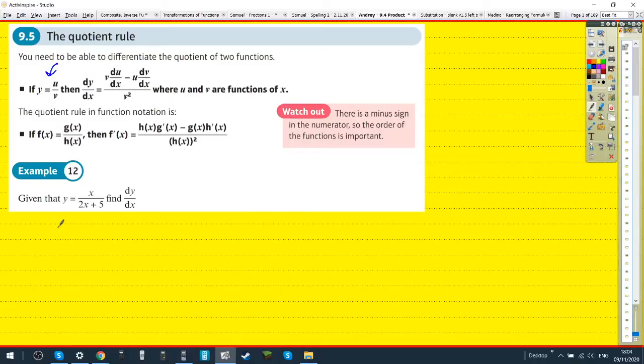So x times... I'll do it before, so we don't have to do it all in one go. Let's say u equals x, v equals 2x plus 5. And then differentiate both of them. So will it then become 2x plus 5 times by 1?